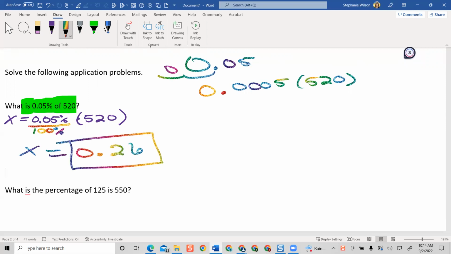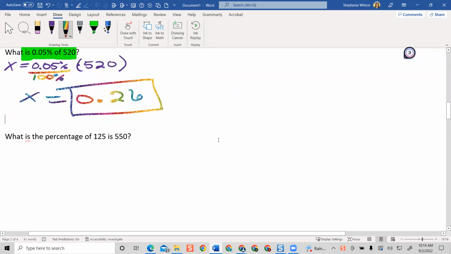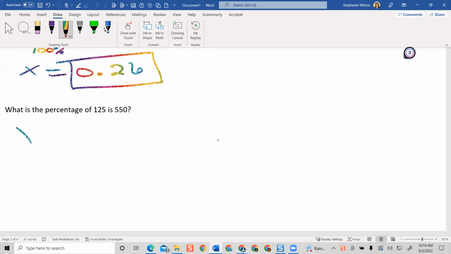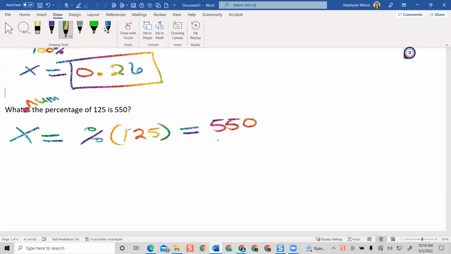The next question, though, says, what is, so X equals, the percentage of some number, which of is multiplication, of 125, which is 550. So we're trying to find some number here. And I really could have said what's the percentage, what number, what I should have said here. My wording was off just a little bit. What number is, because is equal to. So y'all kind of see where I was going with this.